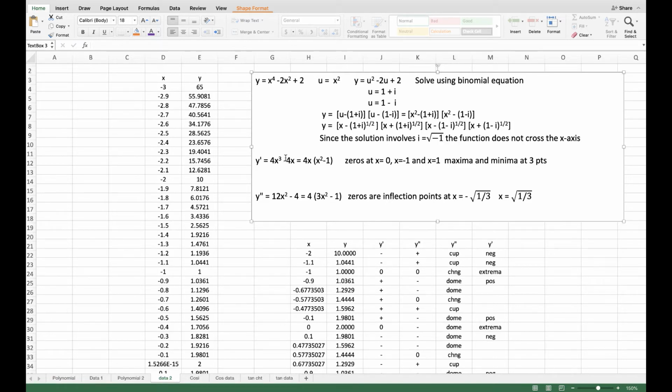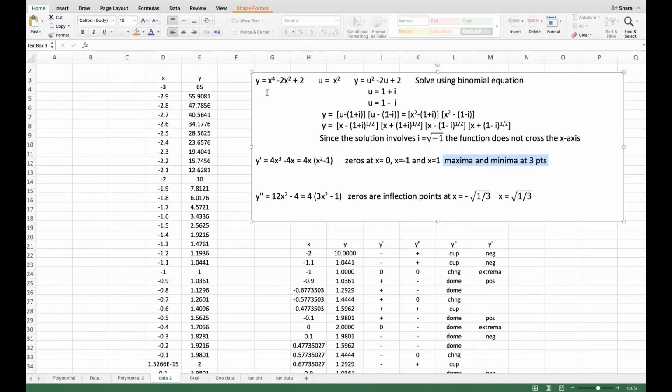However, when we take the derivative of this function, we end up with y prime equals 4x to the third minus 4x. Now, that one is factorable. And in fact, it has 3 values at which it's 0. So that means this function has 3 extrema. Whether they're maximums or minimums, we don't know yet, but we do know that we have 3 extrema.